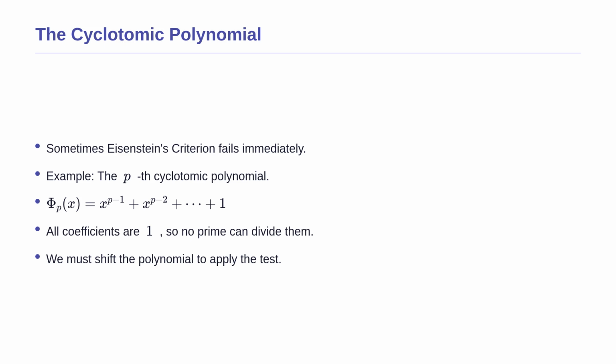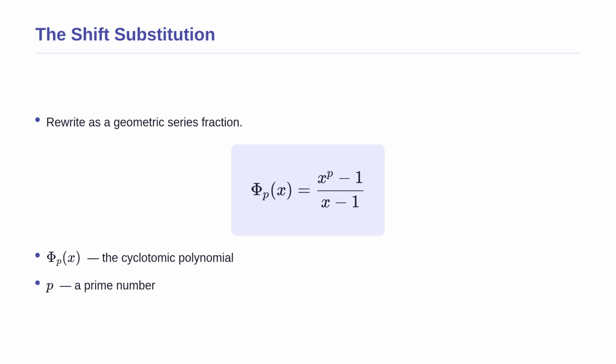Our strategy is to shift the polynomial by substituting x plus 1 in place of x. If we can prove that the shifted polynomial is irreducible, then the original polynomial must also be irreducible. Before we perform the shift, we use a clever algebraic trick.